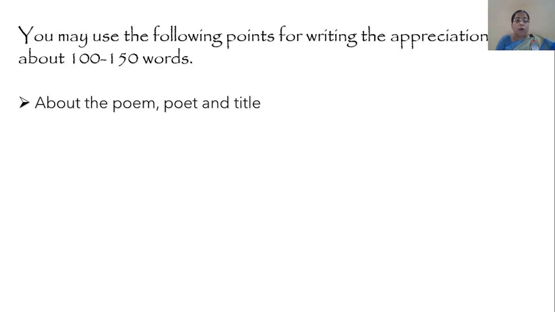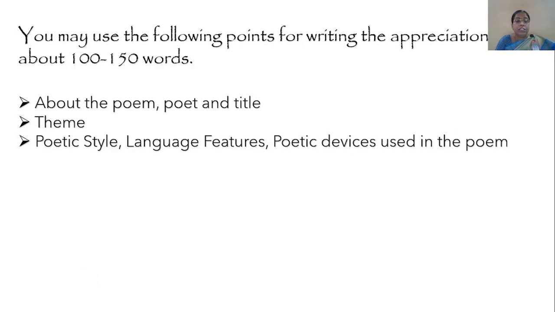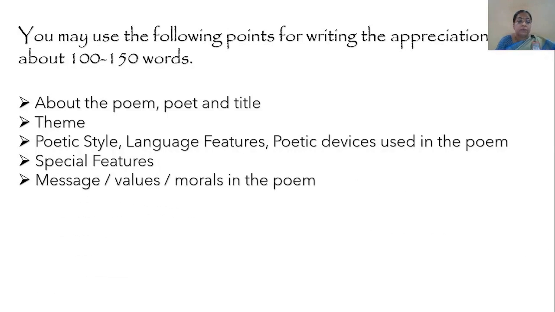First point, about the poem, poet and title. Next, theme. Next is poetic style, language features, poetic devices used in the poem. Next is special features. Next point is message, values, morals in the poem. Next point is your opinion about the poem.